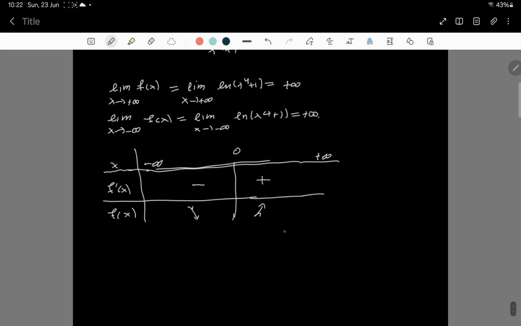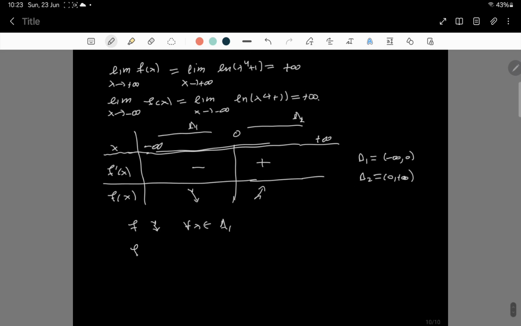Let's call this interval delta 1, and this one delta 2. Delta 1 is the interval minus infinity to 0, and delta 2 is the interval 0 to infinity. So the function f is monotonically decreasing for every x belonging to the set delta 1, and f is monotonically increasing for every x belonging to delta 2.